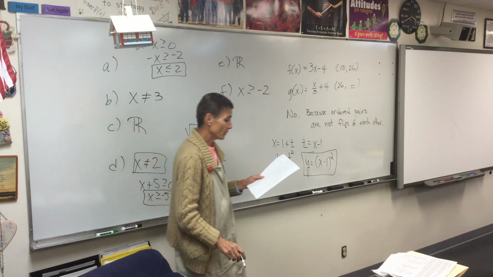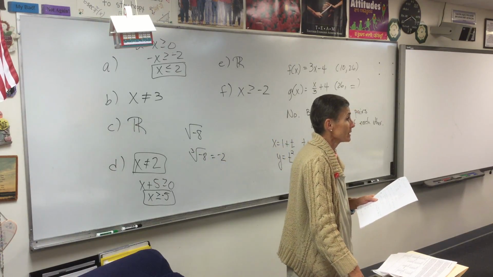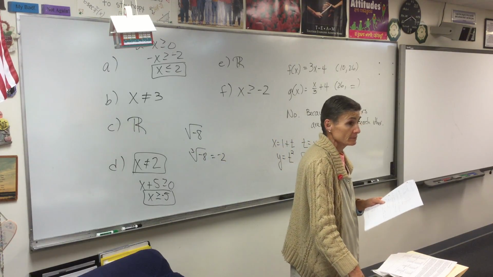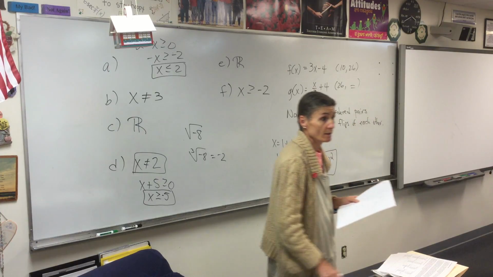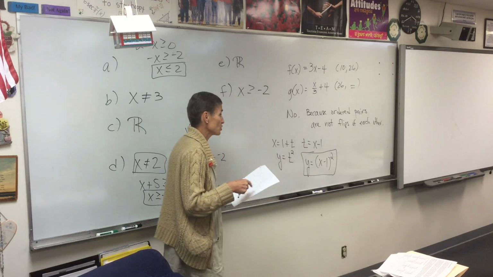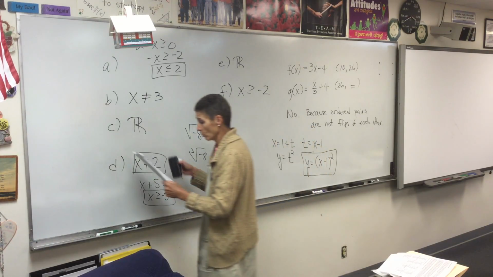Number 5, is it 1 to 1? Yes. Why? Passes both vertical and horizontal. Meaning it's a function and its inverse is a function. Good. It is 1 to 1.